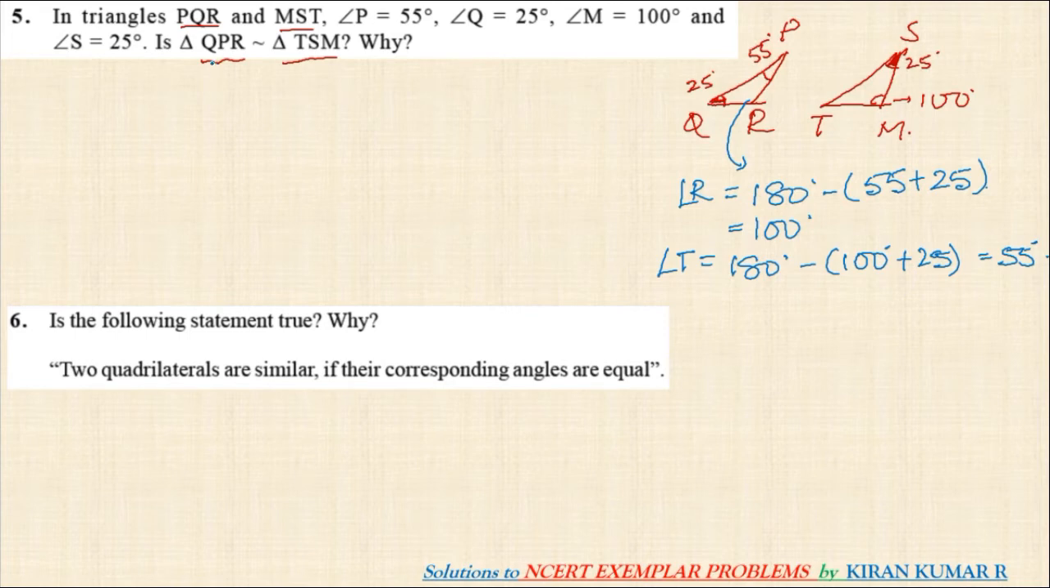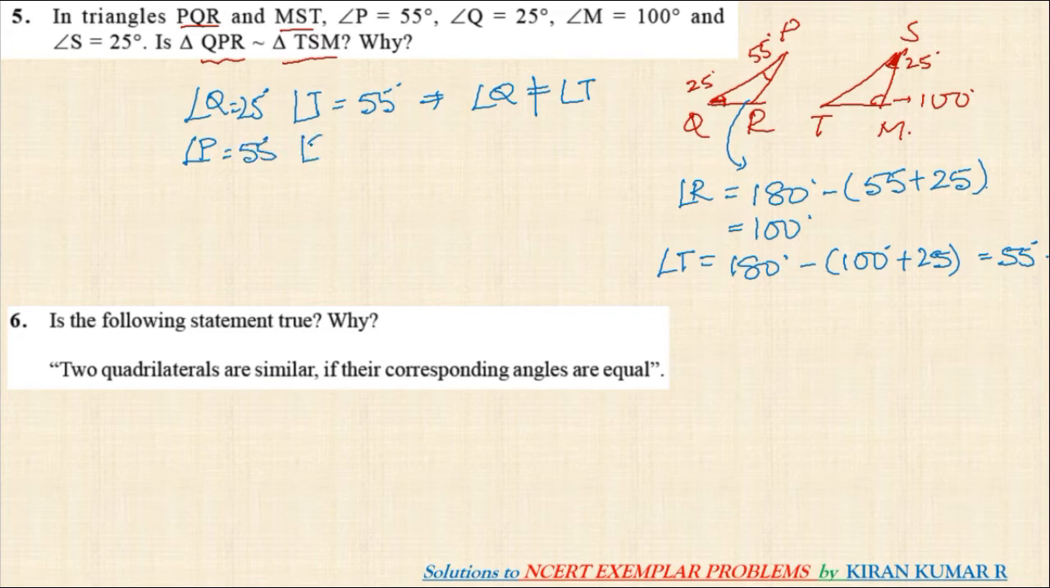Just observe or compare angle Q and angle T. Are they equal? Angle Q is 25 degrees and angle T is 55 degrees. So angle Q is not equal to angle T. Observe angle P. Angle P is 55 degrees and angle S is 25 degrees. Again, they are not equal. Angle P is not equal to angle S.